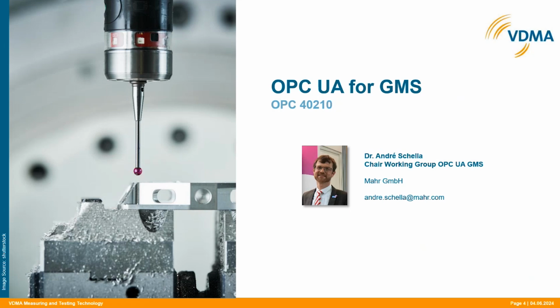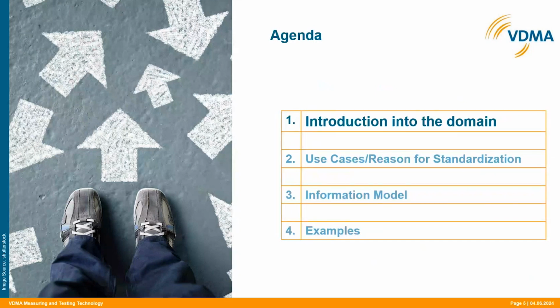So let me start with a little outline. First of all, I would like to give a little introduction into the topic, into this domain of GMS. Afterwards, we will speak about use cases and the reasons for the standardization. Then I would like to introduce you to the information model. This is a more technical presentation. You're the experts in implementation, and this is what the target group of this presentation is all about. And we will close with giving some examples and also a kind of future outlook for this GMS working group. So let me start.